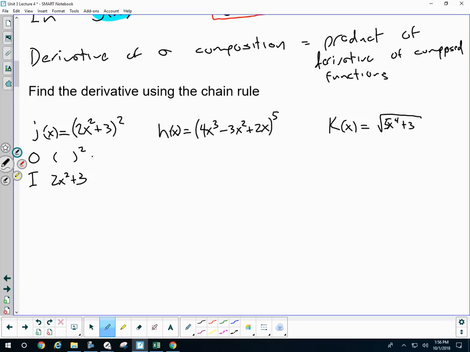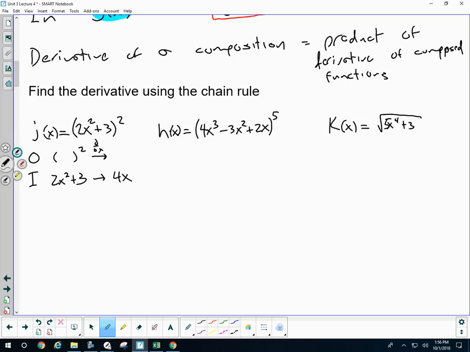Then I'm going to use arrows to designate that I'm taking the derivative. I won't write the d/dx moving forward. Okay, now the derivative of 2x squared plus 3, you know what that is. You can write that down. That's 4x plus 0.